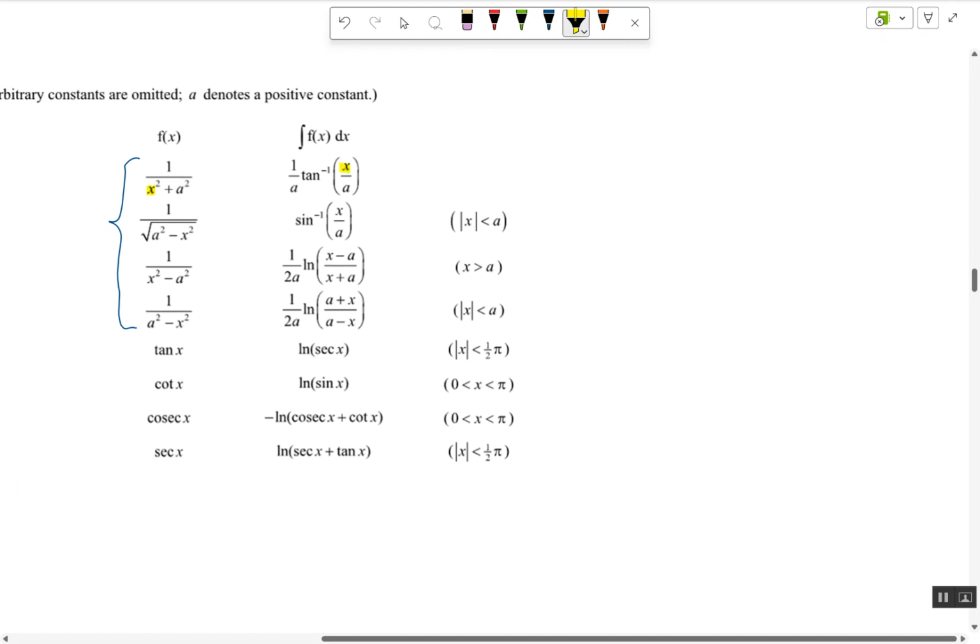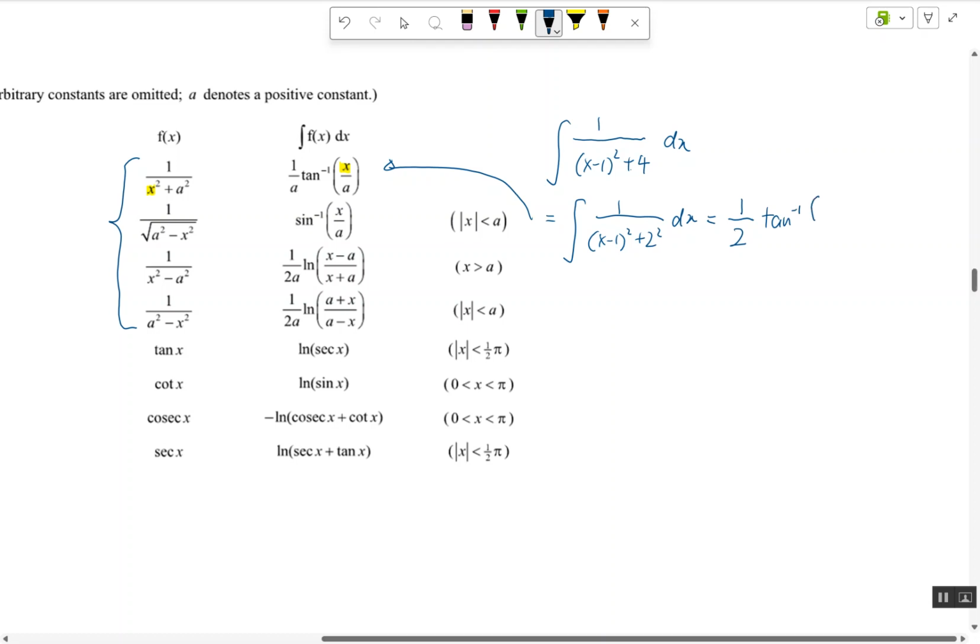So the angle can change into a certain form, something like this. If you can make it become the integral of 1 over (x minus 1) square plus 4, this is the same as the integral of 1 over (x minus 1) square plus 2 square. Then once I get the same form, I can apply this. The a is 2, inverse tangent of (x minus 1) over 2, because the angle is x minus 1. So I replace the x with x minus 1, and it will just be this way. So know how to use your formula to help you.